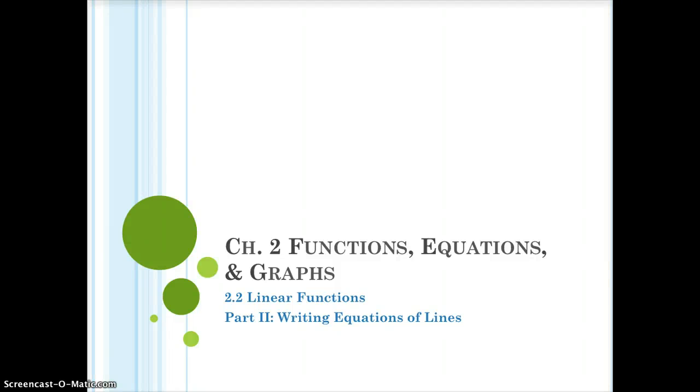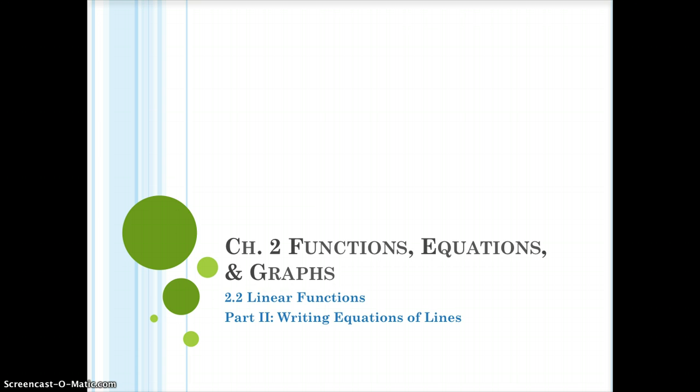All right, we're just about done with section 2.2, part 2, but we just have one more example to cover, and this example is the one about parallel and perpendicular lines, which is one of our goals for this section.